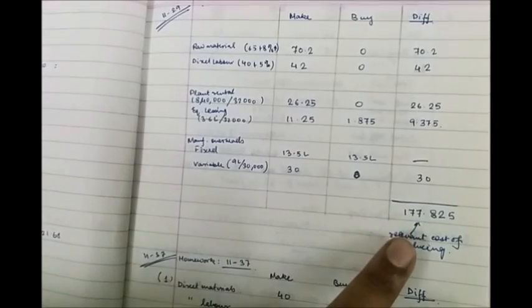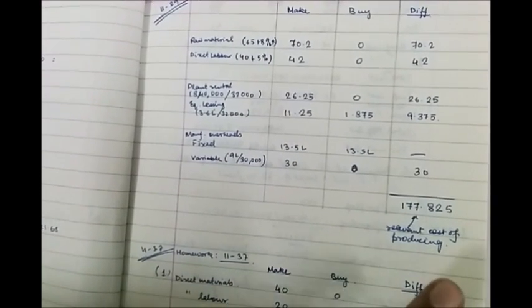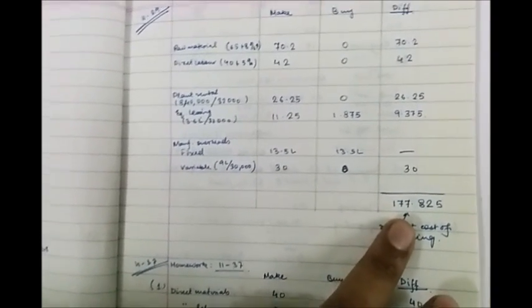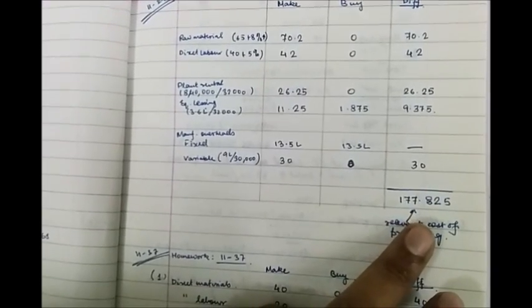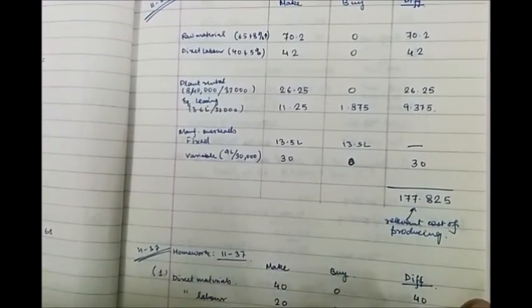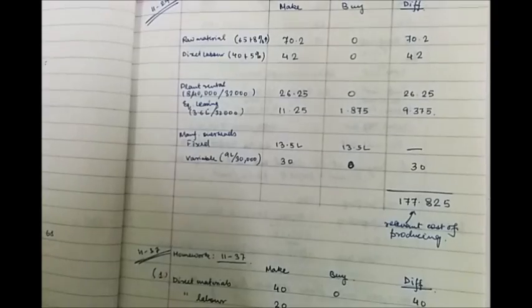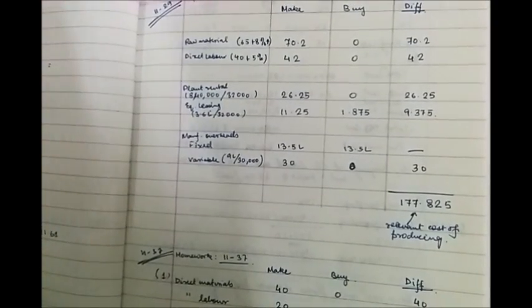So the overall differential cost, which is the relevant cost of producing, comes to 177.82. So at this price, he should be buying.